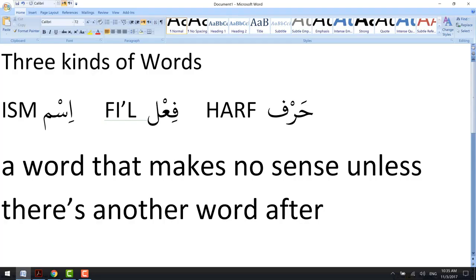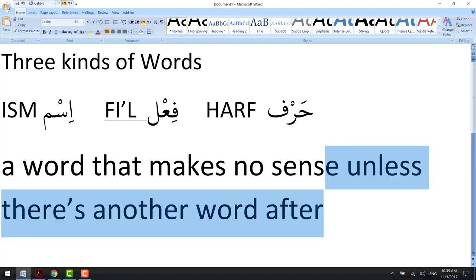If I said "by," not this kind of by, like by, by. Or "in." Or a guy gets in a cab and the cab driver goes, where do you want to go? He says, "to." Yes. To where? To. Not going to make sense. To what? To the hotel. To the university. To something. To by itself can't make sense. So there are some words that when you say them, they leave the rest to the imagination. You can't figure out what they mean. Those are called harf. So you've got the ism and the fi'l and the harf.